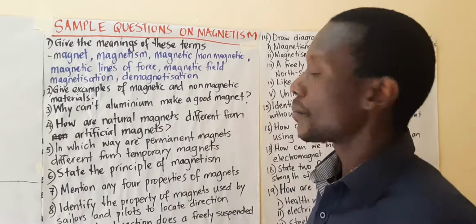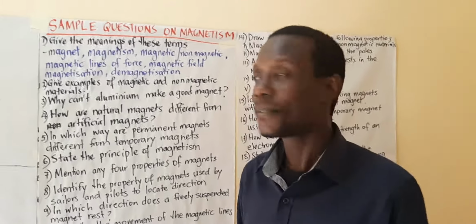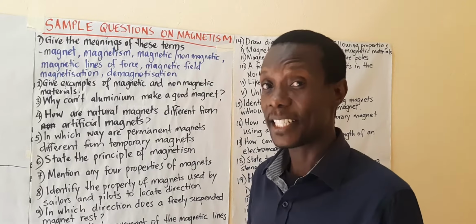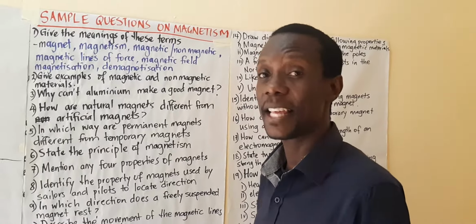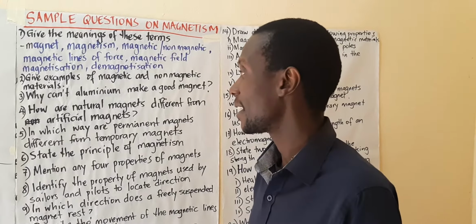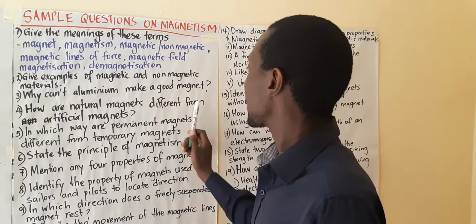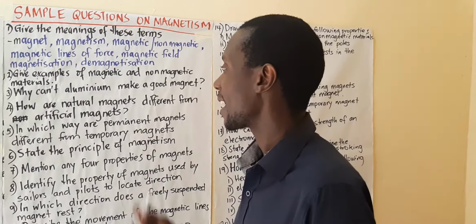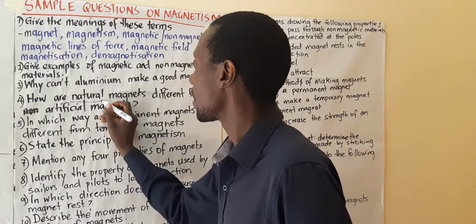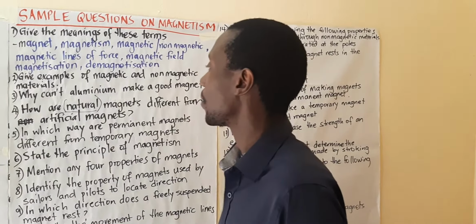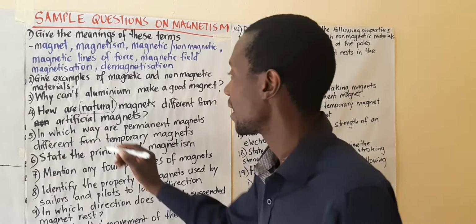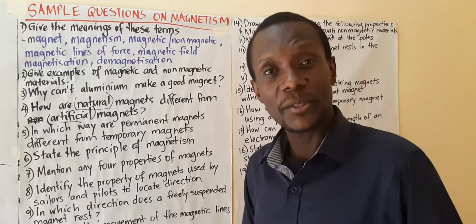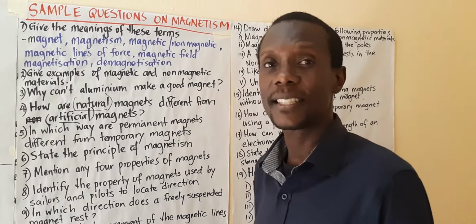Why can't aluminium, or why can't gold, copper, or silver make a good magnet? They cannot make a good magnet because they are non-magnetic materials, or you can say they cannot be attracted by a magnet. How are natural magnets different from artificial magnets? Something that is natural exists on its own, and the one that is artificial is made by man. So natural magnets exist on their own, while artificial magnets are made by man.